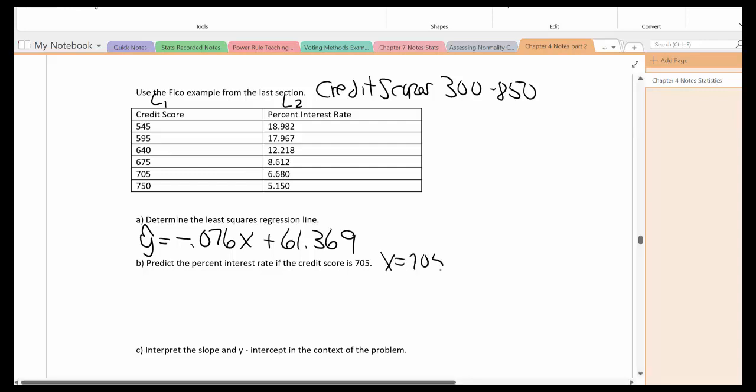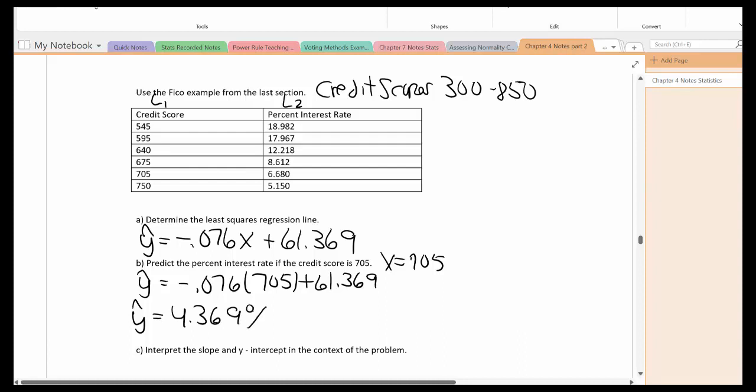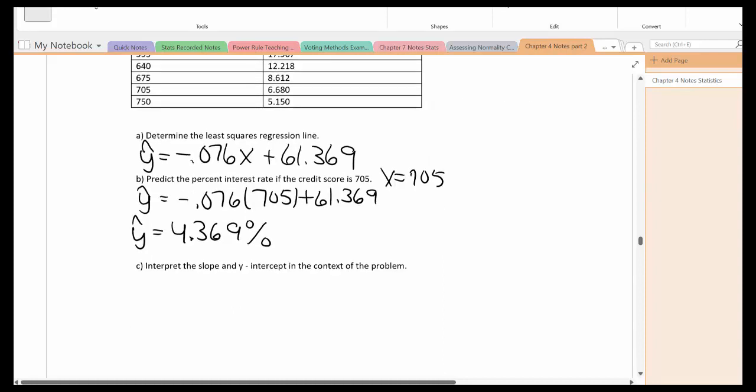Okay, part B, predict the percent interest rate if this credit score is 705. So again, x is 705, so plug in. So, multiplying and then adding, that gives me this. Don't forget the unit of measurement, that's percent. Part C, interpret the slope and the y-intercept in the context of this problem.